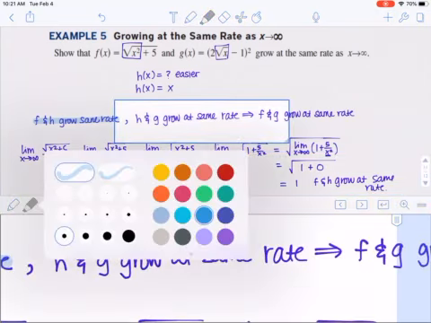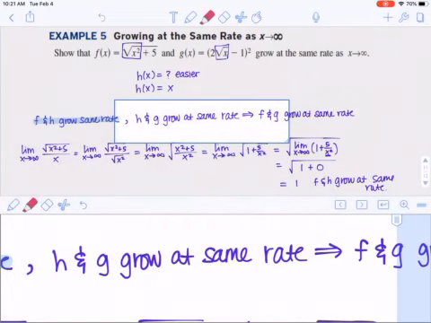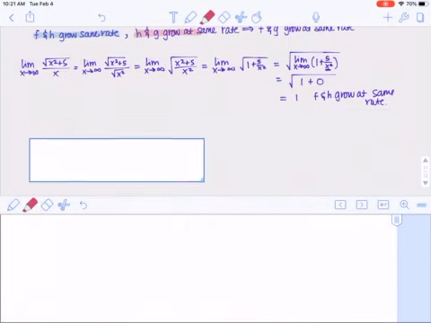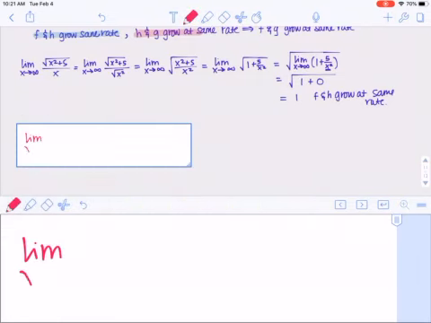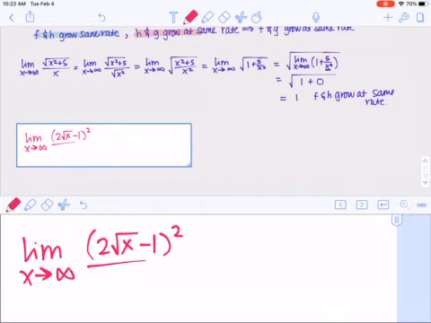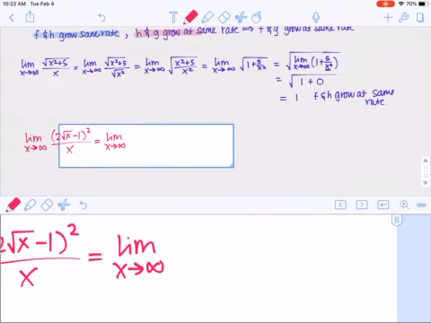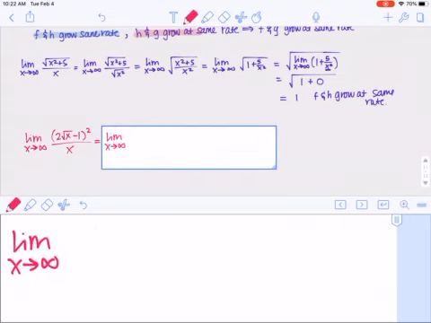All right, so now my plan is to worry about this statement. Do h and g grow at the same rate? Okay, so I'm going to set up that limit, the limit as x goes to infinity of 2 square root of x minus 1 quantity squared over x. And I think here is another case where rewriting the bottom would be helpful, so that I can do some algebraic manipulation.